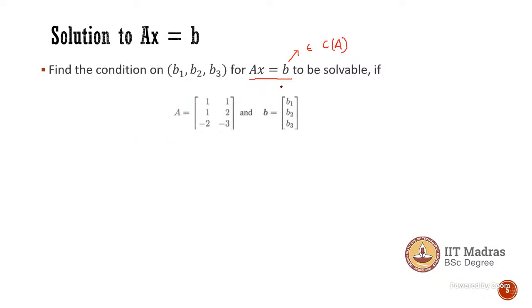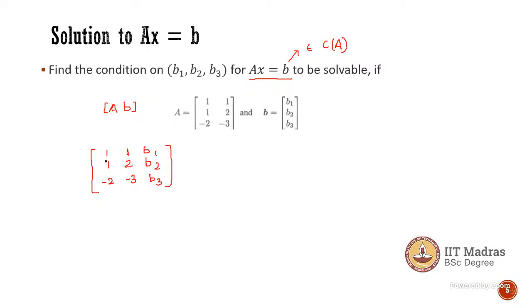You augment this vector to this matrix and then reduce it to its upper triangular form. So 1, 1 and B1; 1, 2, B2; and minus 2, minus 3 and B3. This was your general procedure. You augment this vector B to the matrix and find whether you are able to get any non-zero rows. The same Gaussian elimination procedure is followed here.